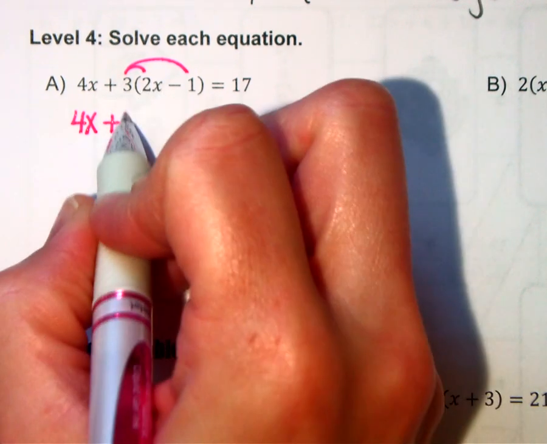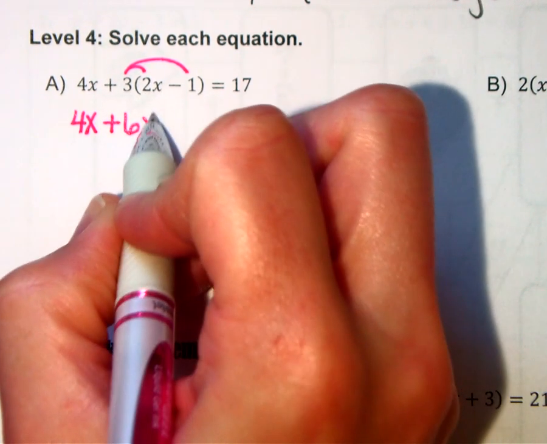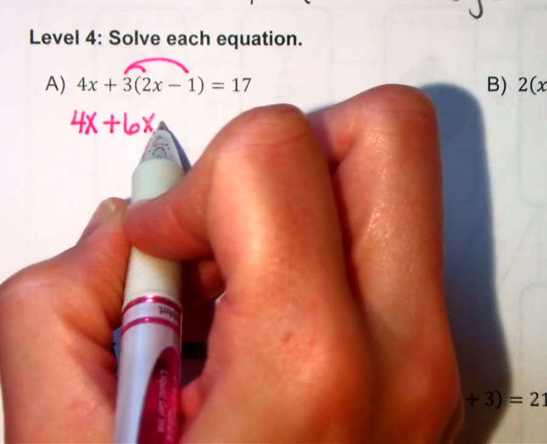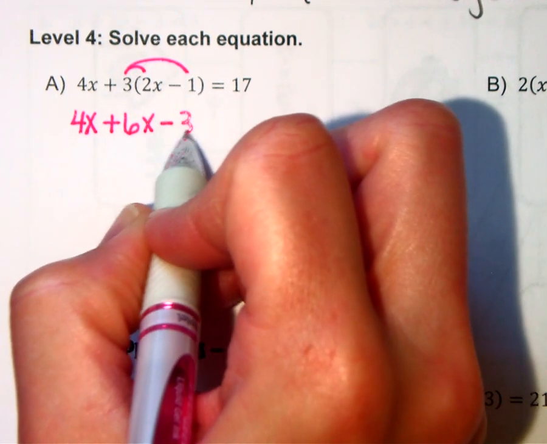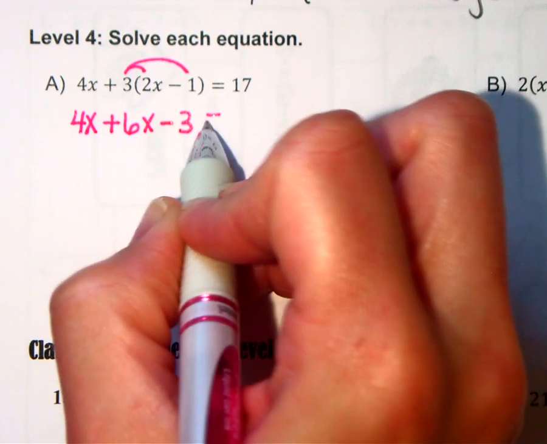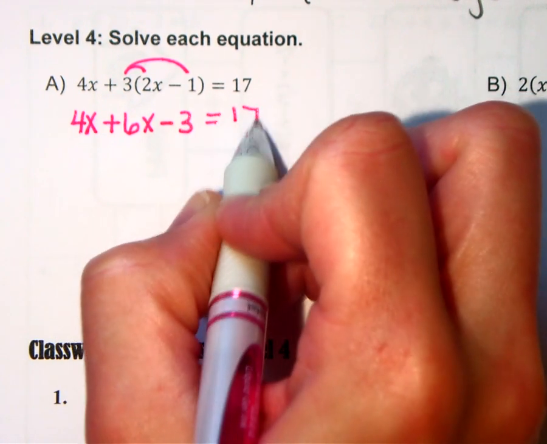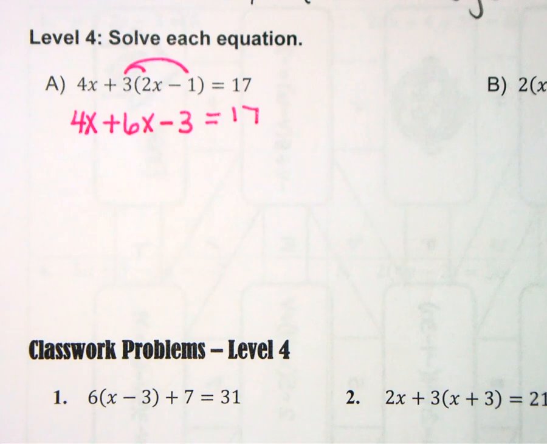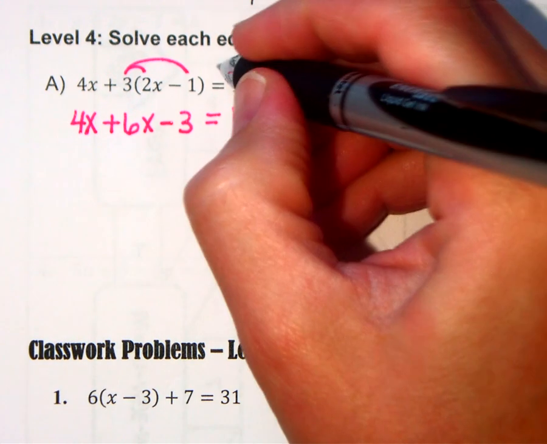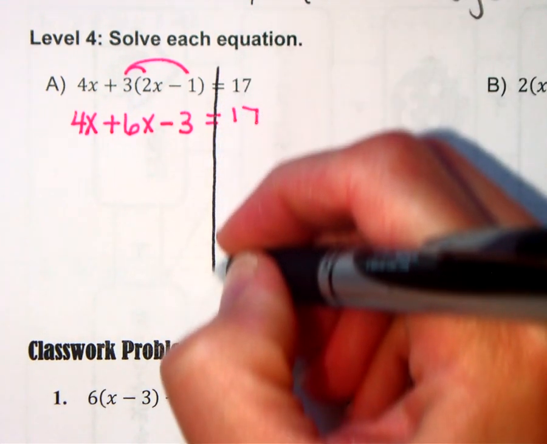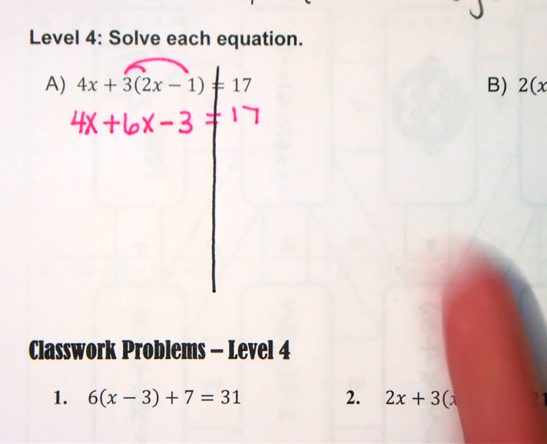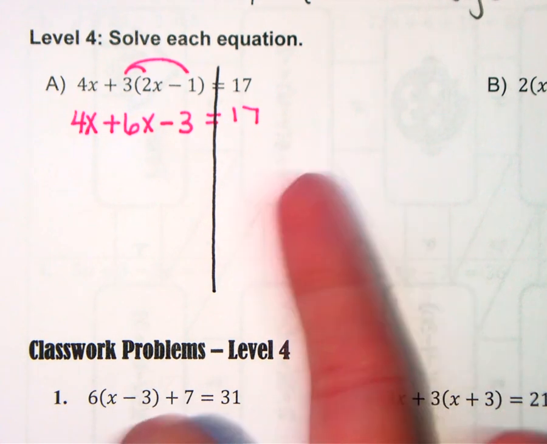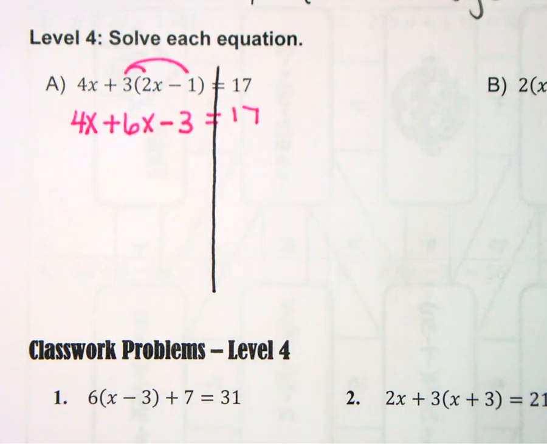Now I'm going to multiply this in. So that's 6x minus, go ahead and multiply that in, 3 equals 17. And if you want, you can keep that line in there. We're not doing anything over on the right side yet, so we're not doing anything on both sides.